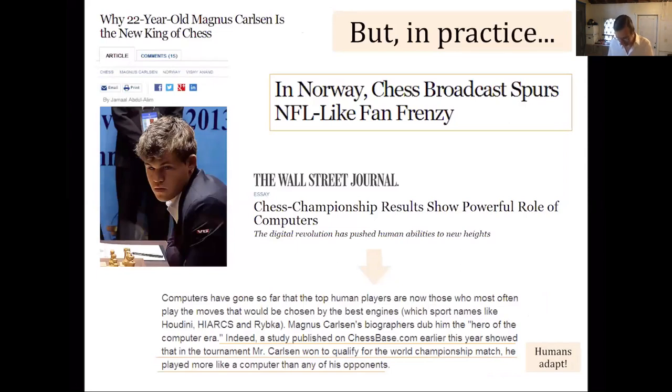Indeed, a study published on chessbase.com earlier this year showed that in the tournament Mr. Carlsen won to qualify for the World Championship match, he played more like a computer than any of his opponents. So, these chess programs have really affected the whole game of chess, because they've affected the way modern chess players play, by studying these games and by playing against computers themselves.